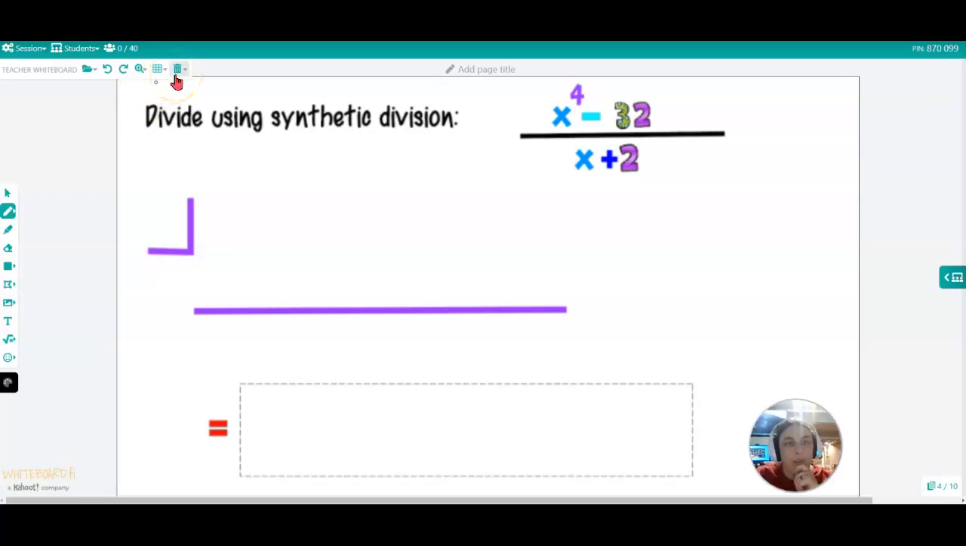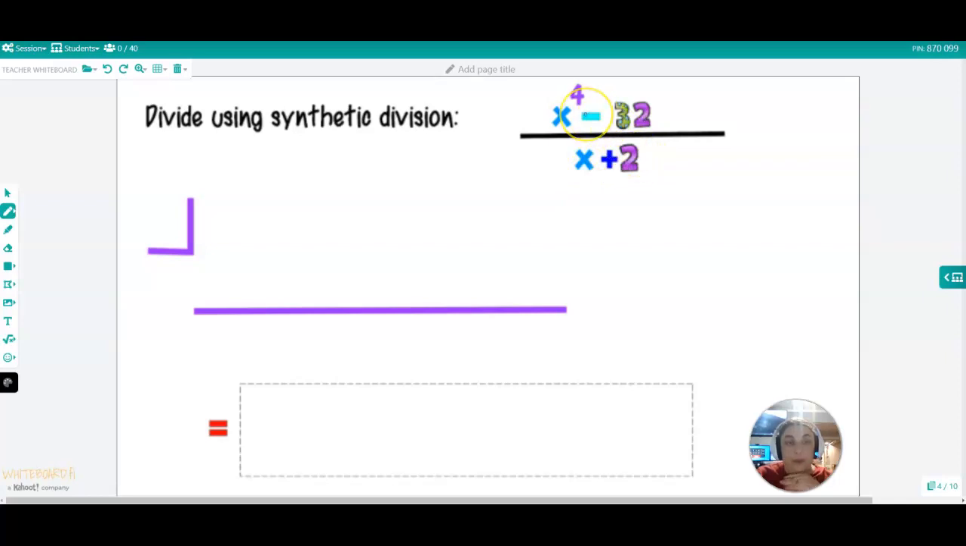All right, everybody, it's time to do another problem using synthetic division. This is what we've been working on this week. So, here we go. We have an x to the fourth function here as our dividend. So this is what we're dividing. We're dividing it by x plus 2.